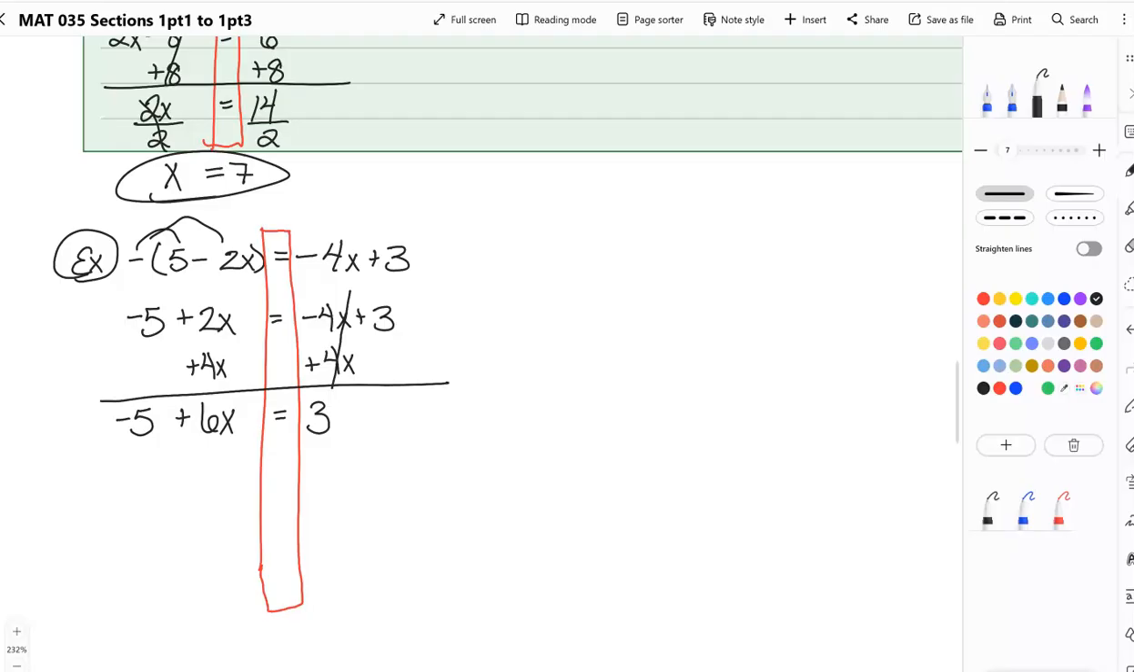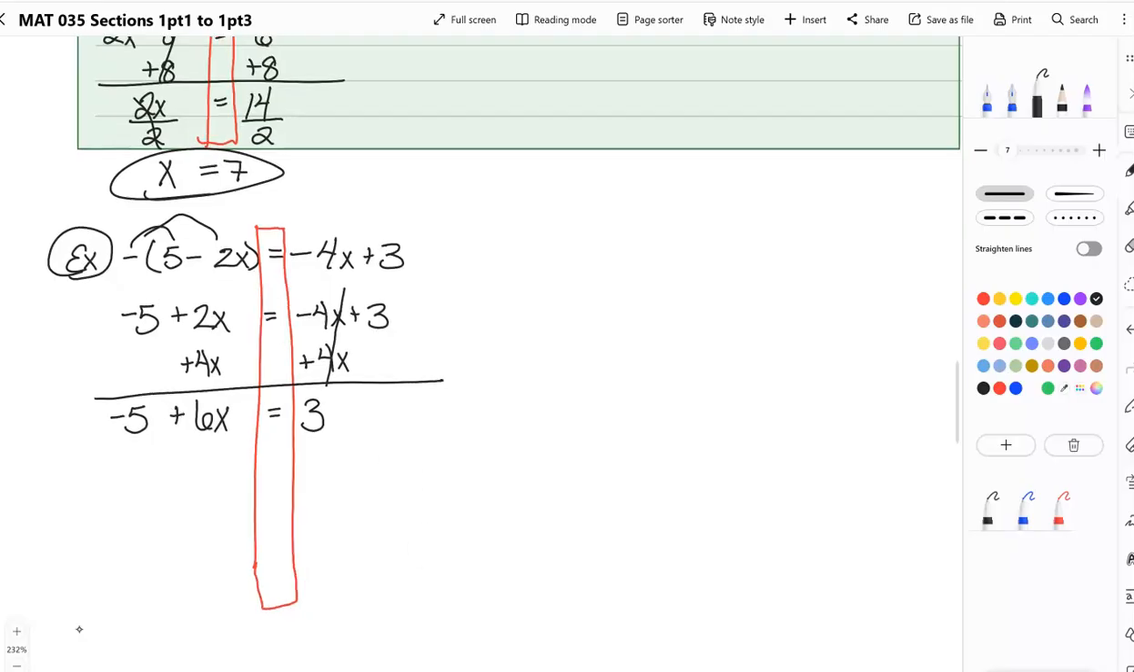So now we're peeling layers away. Let's try to get that x term by itself. Got to move that 5. Since it's a negative 5, to zero it out, I need a positive 5. So negative 5 plus 5 is going to zero out. So I'm going to have 6 times x here. On the right, I'm going to have 3 plus 5, which is 8.